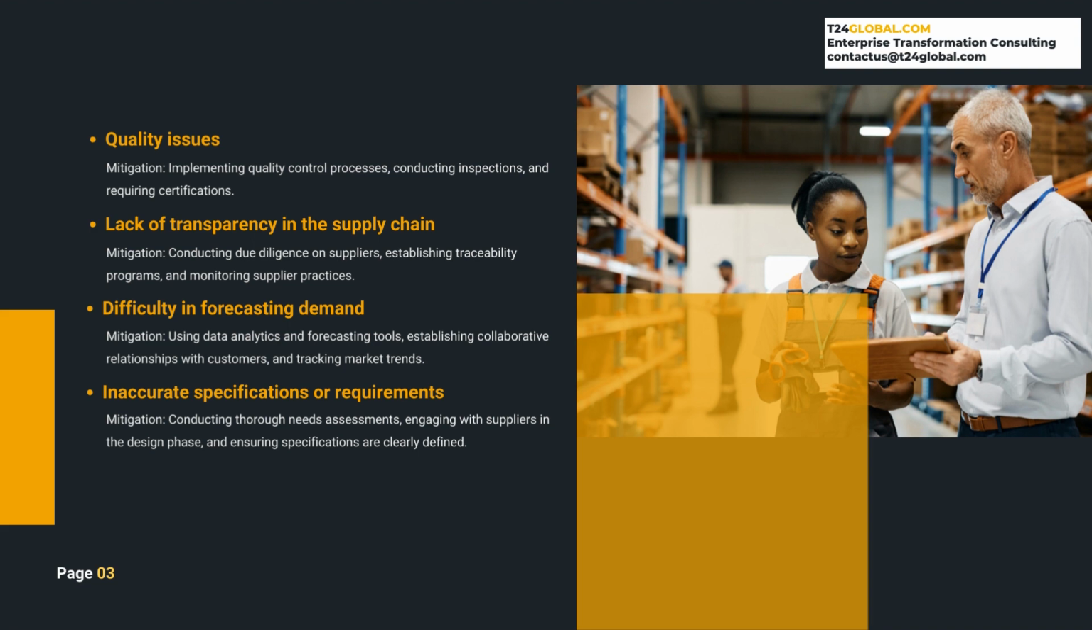Lack of transparency in the supply chain can lead to reputational risks, regulatory non-compliance, and unethical practices. To mitigate such risks, organizations need to conduct due diligence on suppliers, establish traceability programs, and monitor supplier practices. This can involve setting up supplier onboarding processes and conducting regular audits of suppliers.